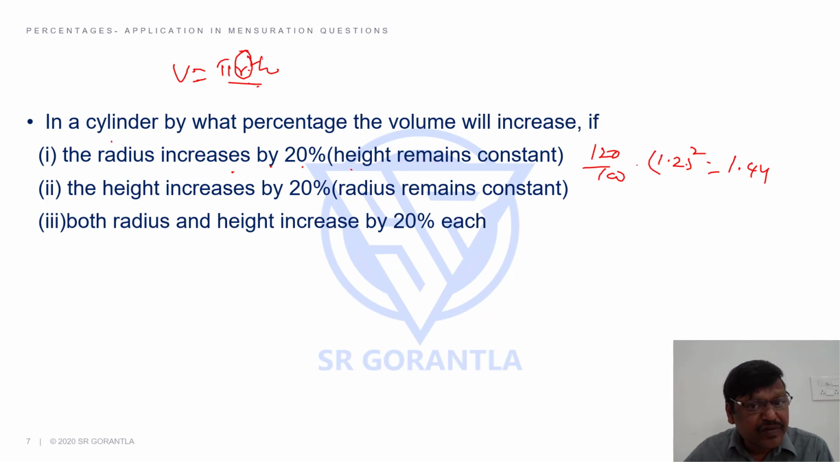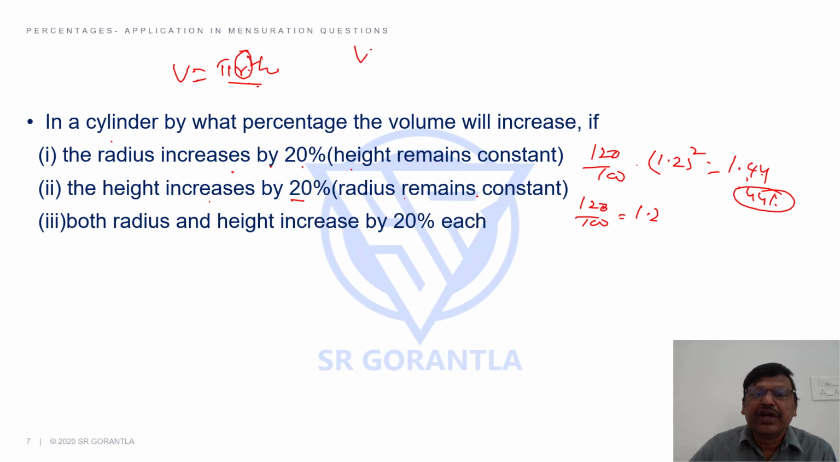1.44. 12 square is 144. 1.44, when you say there is an increase of 0.44, 0.44 is 44%. Now, if the height is increasing by 20%, radius remains constant. If the height increases by 20%, the height will be 120% of the old one or 1.2 times of the old one. But what is the power of h in this formula?